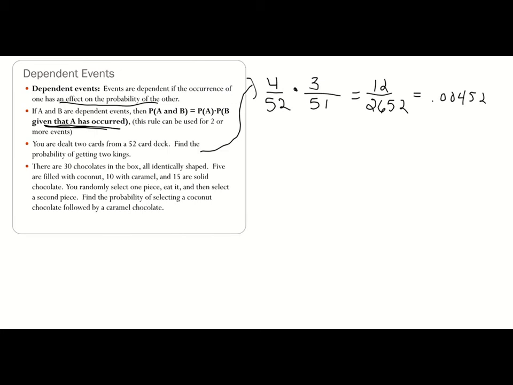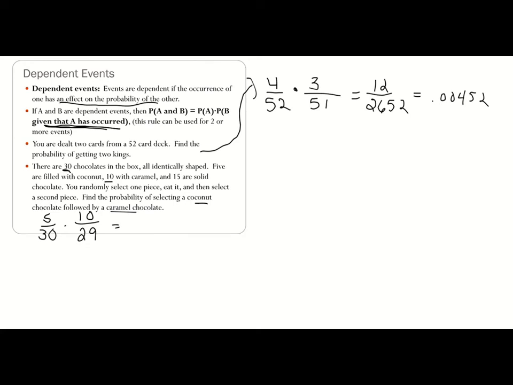All right, next. There are 30 chocolates in a box, all identically shaped. 5 are filled with coconut, 10 with caramel, and 15 are solid chocolate. You randomly select one piece, eat it, then select a second piece. Find the probability of selecting a coconut chocolate followed by a caramel chocolate. We're going to start off with 30, and we want to select a coconut first, so there are 5 out of 30 that are coconut. We eat it, so now in the box there's only 29 left. Now we want a caramel chocolate. We're going to assume we got our coconut, but it doesn't really matter here. There are 10 that are caramel.